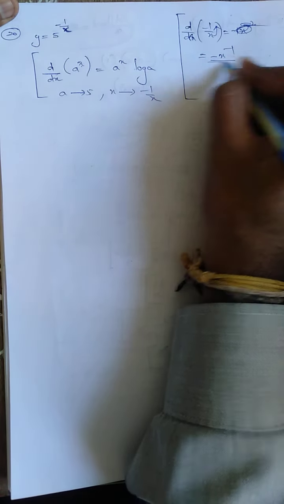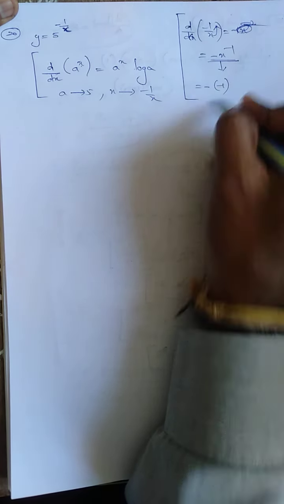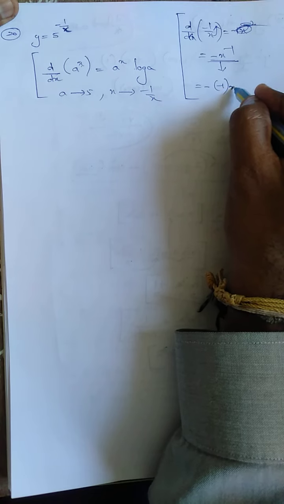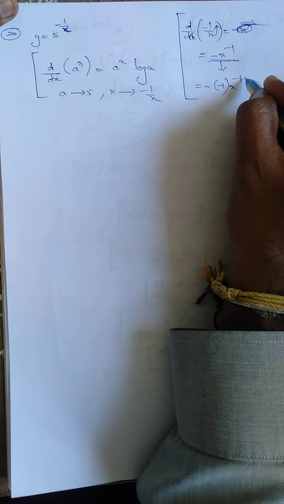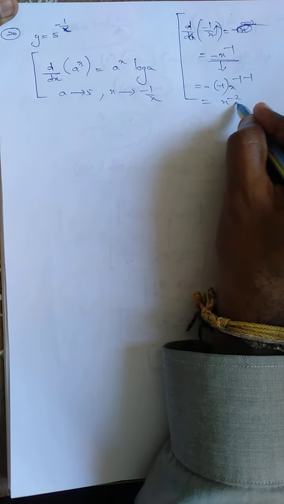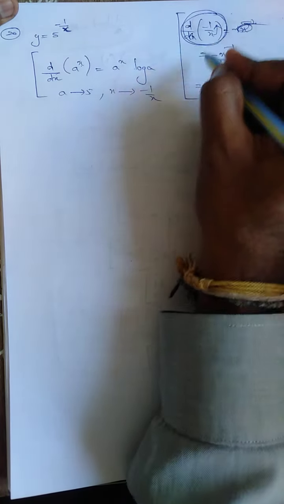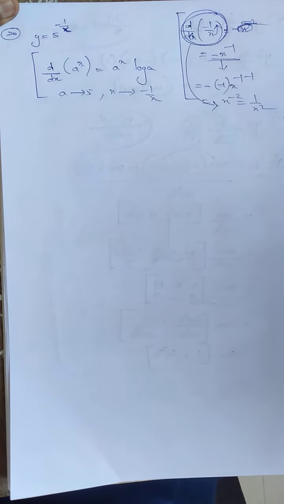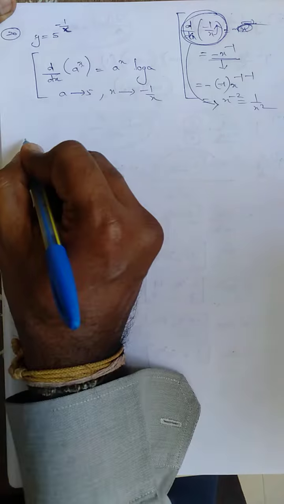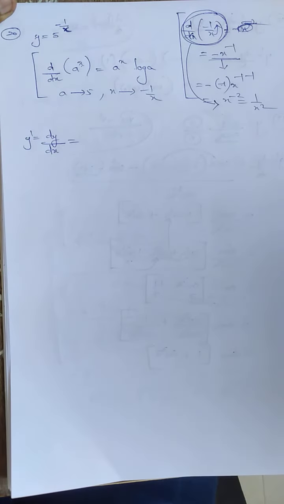Now how can I differentiate this one? Minus, keep it as it is, bring down the power minus 1, and decrease the power by 1. So it becomes minus into minus plus, x power minus 2, we can write 1 by x square. Therefore, the derivative of minus 1 by x is nothing but 1 by x square. So the derivative of y is y dash, otherwise we can write dy by dx.